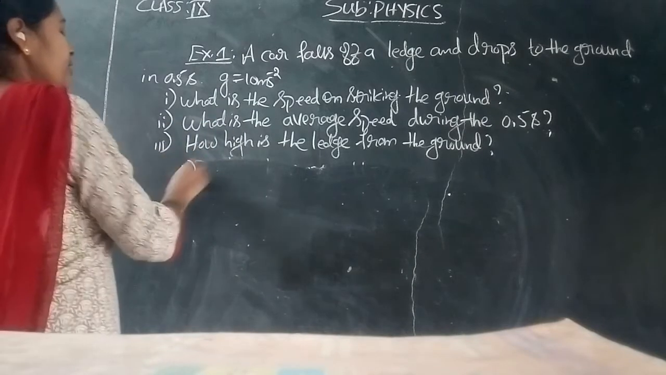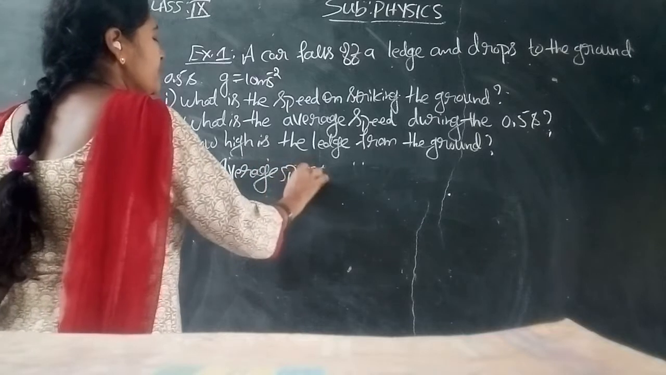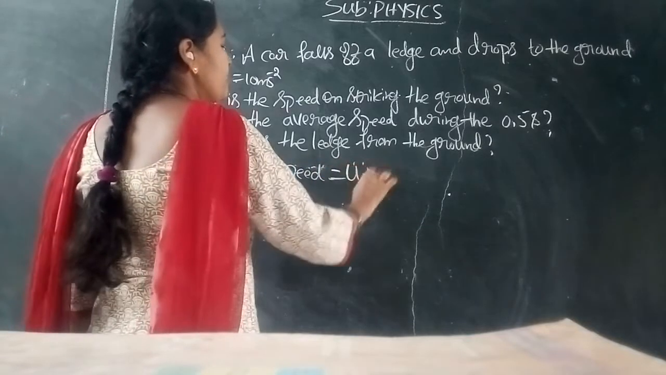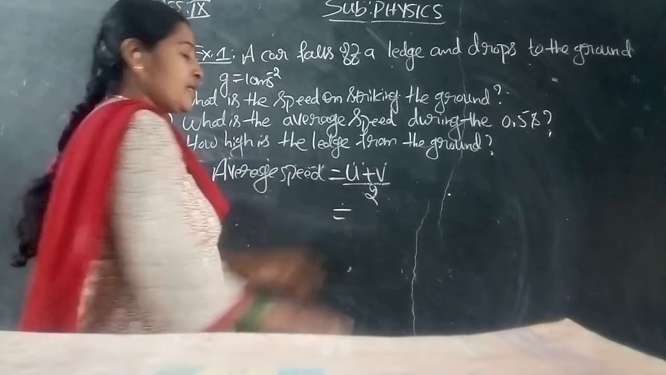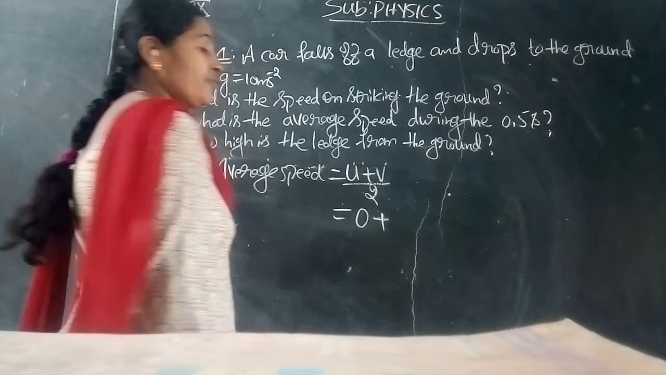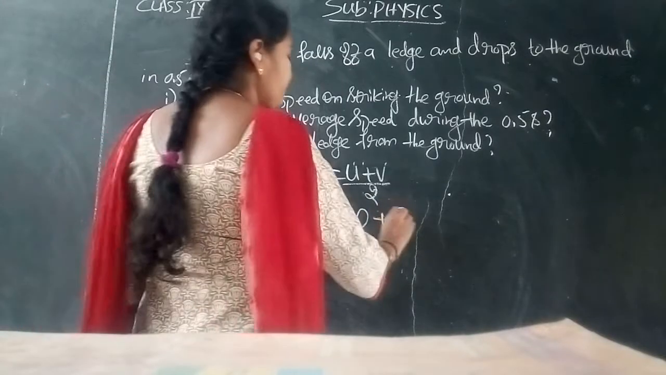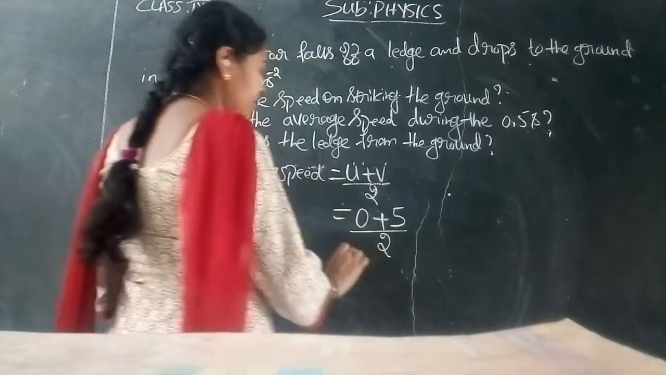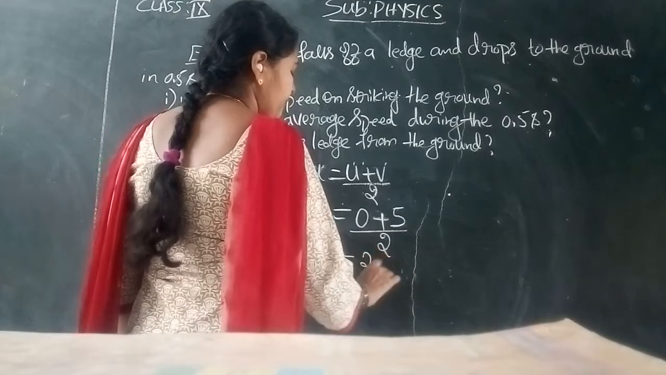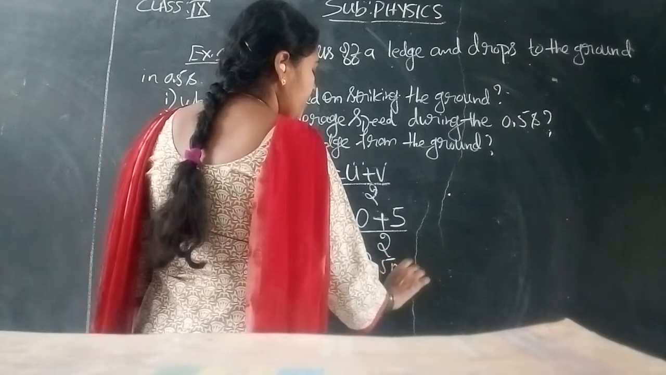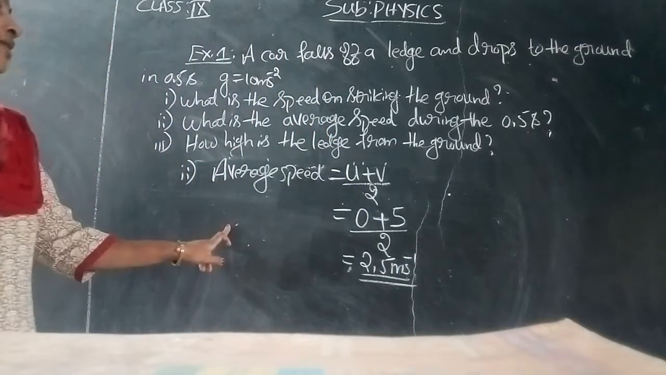The second one, average speed. Average speed is equal to (u plus v) divided by 2. What is the value of u, children? u is the initial velocity, 0. Then the final velocity we have calculated here, that is the speed, 5 meter per second. 0 plus 5 divided by 2, that is 5 by 2. 5 by 2 is how much? 2.5, correct? 2.5 meter per second. This is the average speed, 2.5 meter per second.